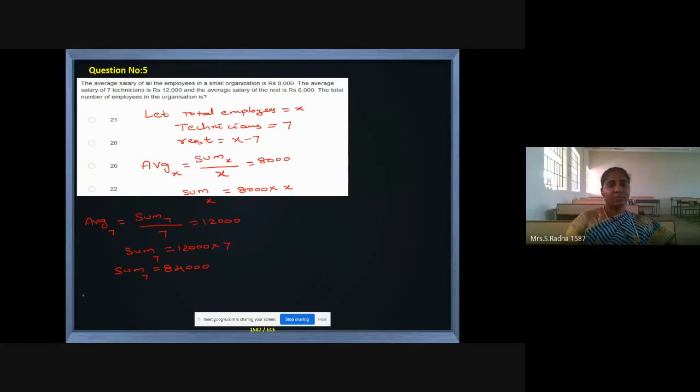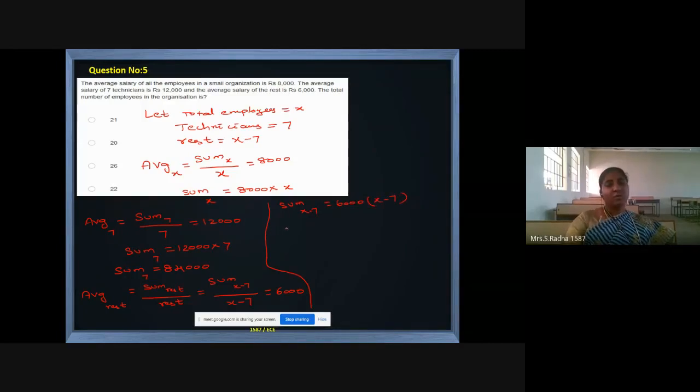Now coming to the last sentence, average salary of the rest of the people. Rest of the people means X minus 7. So the sum of the rest of the people divided by the number of quantities, X minus 7, is the average value they have given, 6,000. So the sum of the X minus 7 people's salaries is nothing but 6,000 into X minus 7.